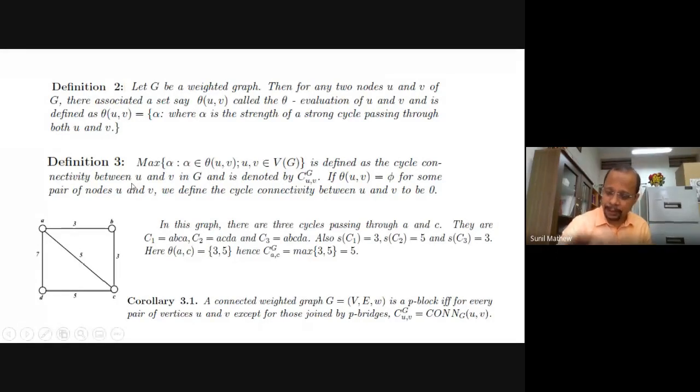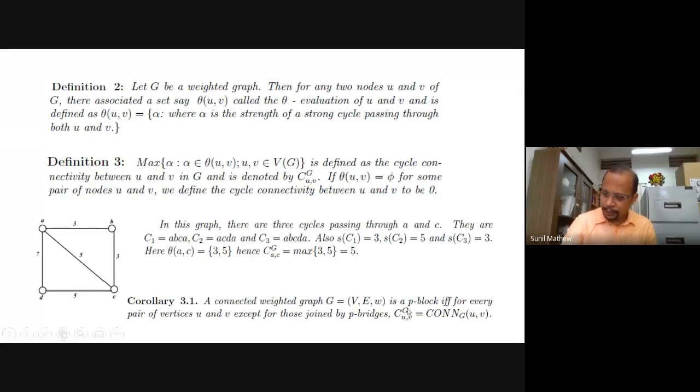Anyway, I'm not going further into cycle connectivity, but I tell you, it's a very good area for research if somebody is interested. We have made some papers on that, but still there are several open problems. Cycle connectivity between 2 vertices is denoted by CG(U,V). And if theta(U,V) is 0 for some pair, we define cycle connectivity between U and V as 0. And we obtained another sufficient and necessary condition for a partial block using cycle connectivity.